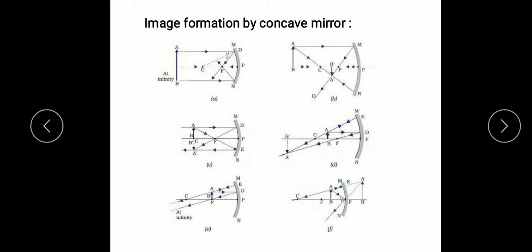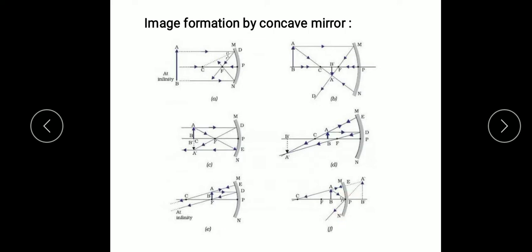In the next case, when the object is placed at the principal focus of the concave mirror, the image is formed at infinity. The position of the image is infinity, and the nature of the image is real, inverted, and extremely magnified.